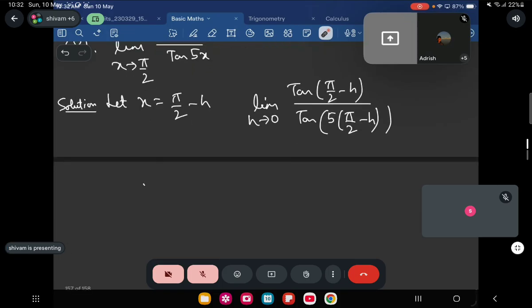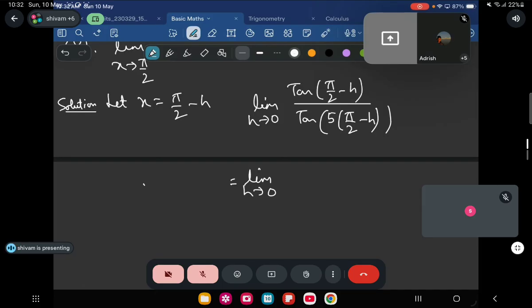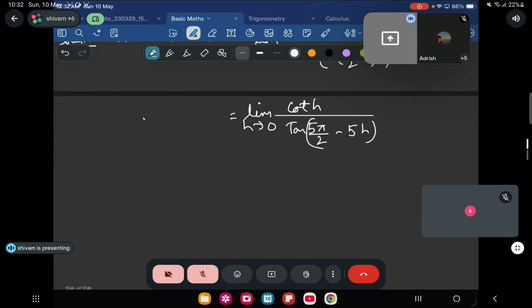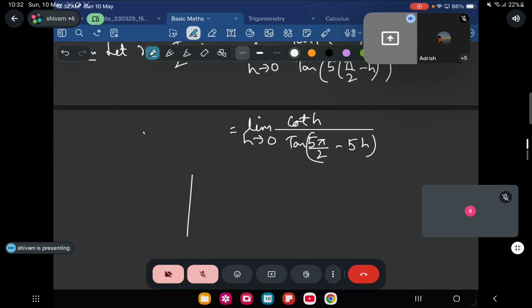What will you get? You will get limit h tends to 0. Tan of pi by 2 minus h is cot h. Right, tell me everyone. Divided by tan of 5 pi by 2 minus 5h. Now I'll tell you the meaning of 5 pi by 2.